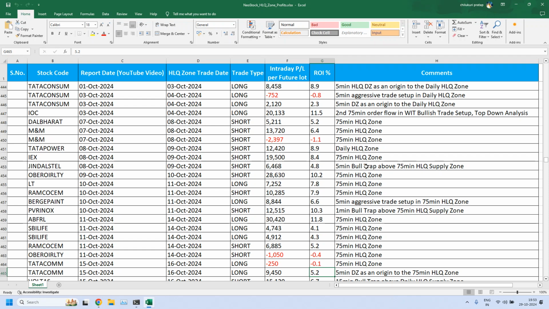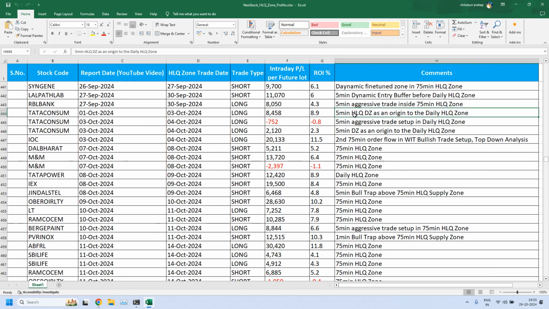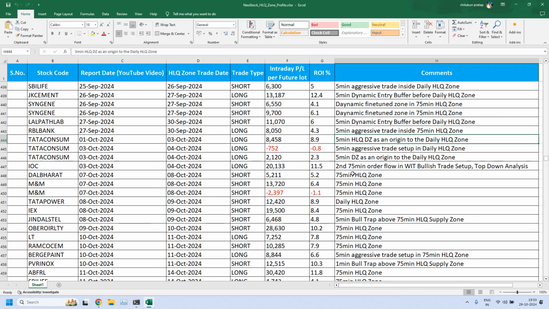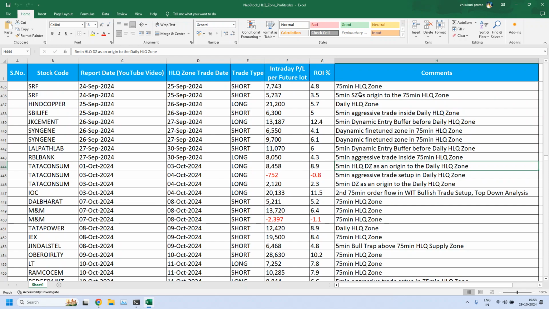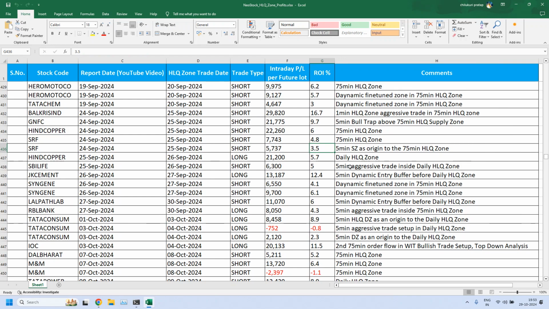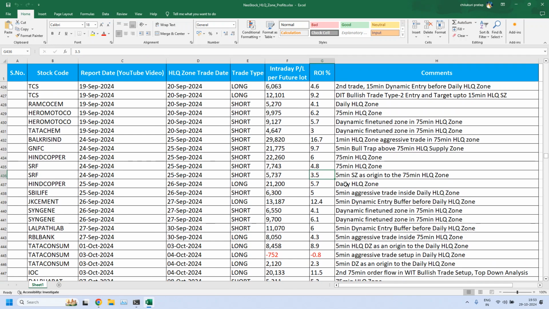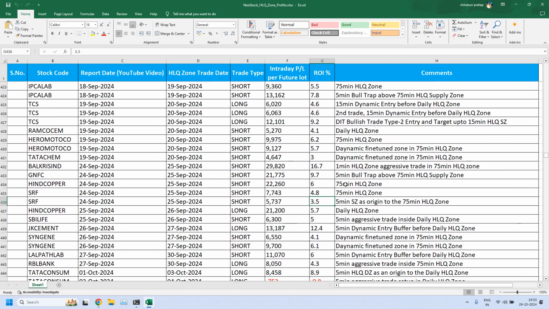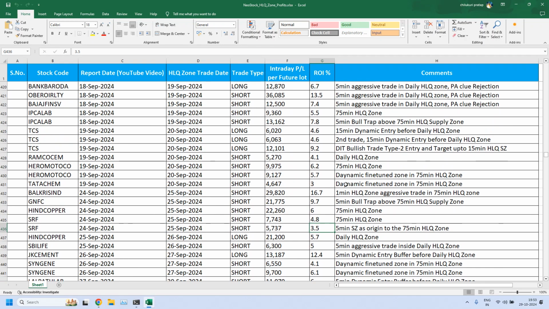So that's why I'm saying, in recent times we got to see here 5 minutes demand zone as an horizon, 2.3% ROI. This is the least one we got. But see here, 5 minutes demand zone as an horizon to the daily high liquidity zone, 8.9% ROI it has given. 5 minutes, this is aggressive trade. So like that we have got several trades here. 5 minutes supply zone as an horizon to 75 minutes high liquidity zone, 3.5% ROI it has given. Many successful trades we got in the recent time.